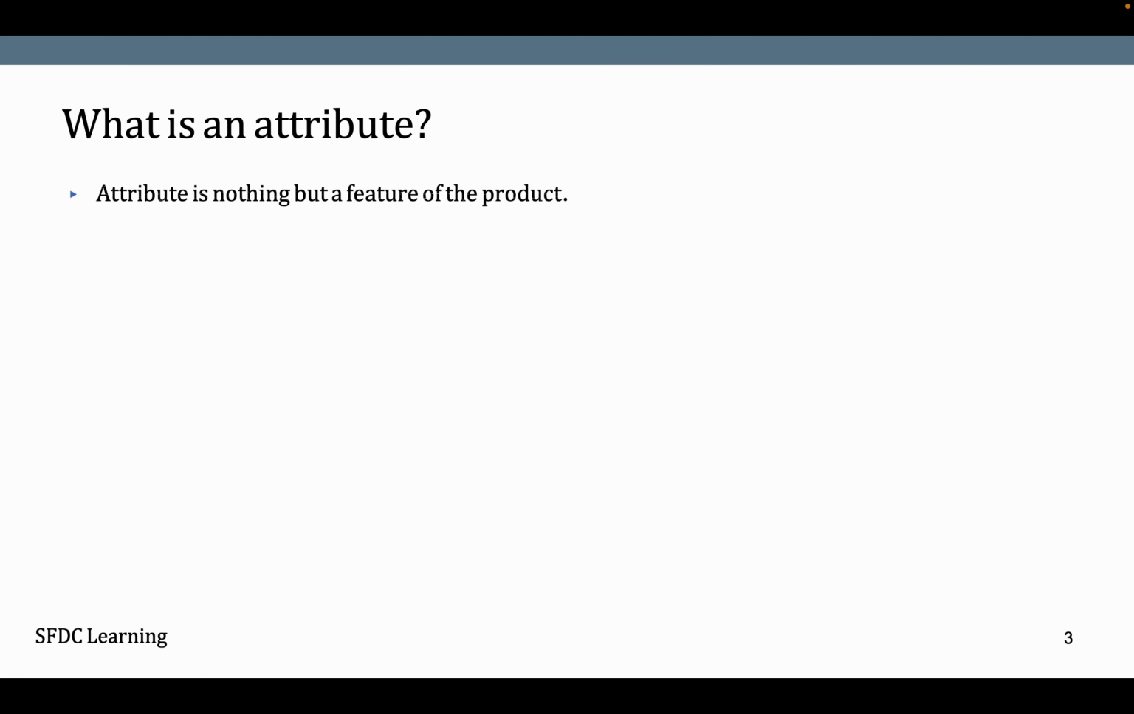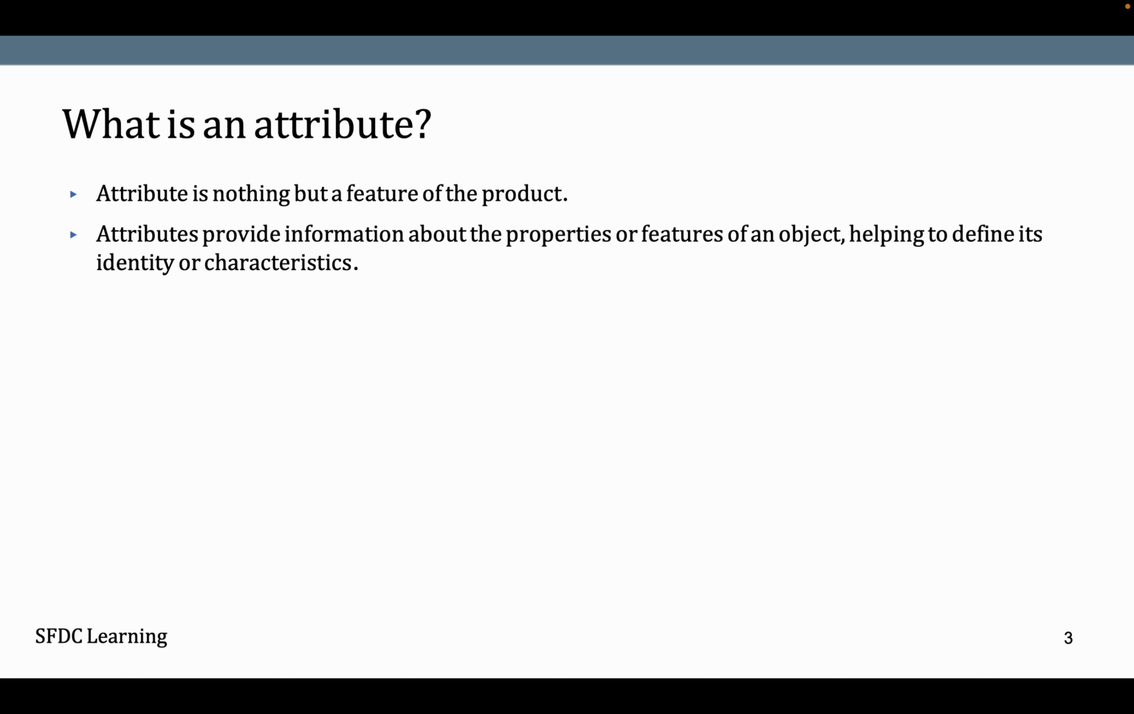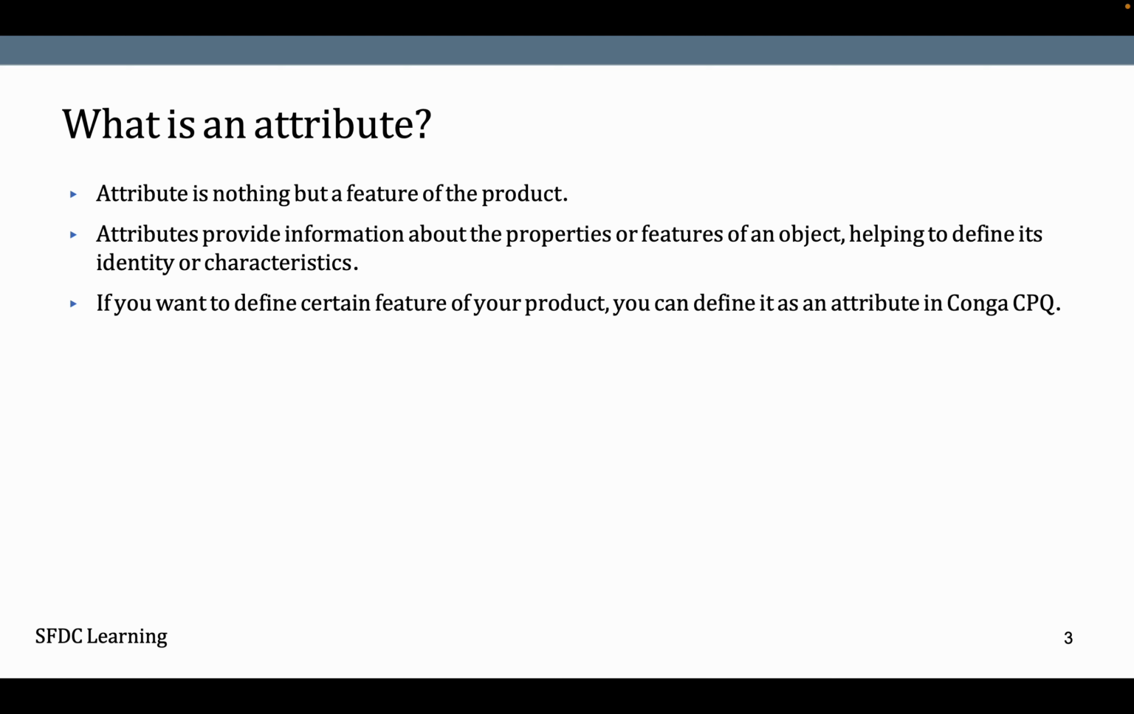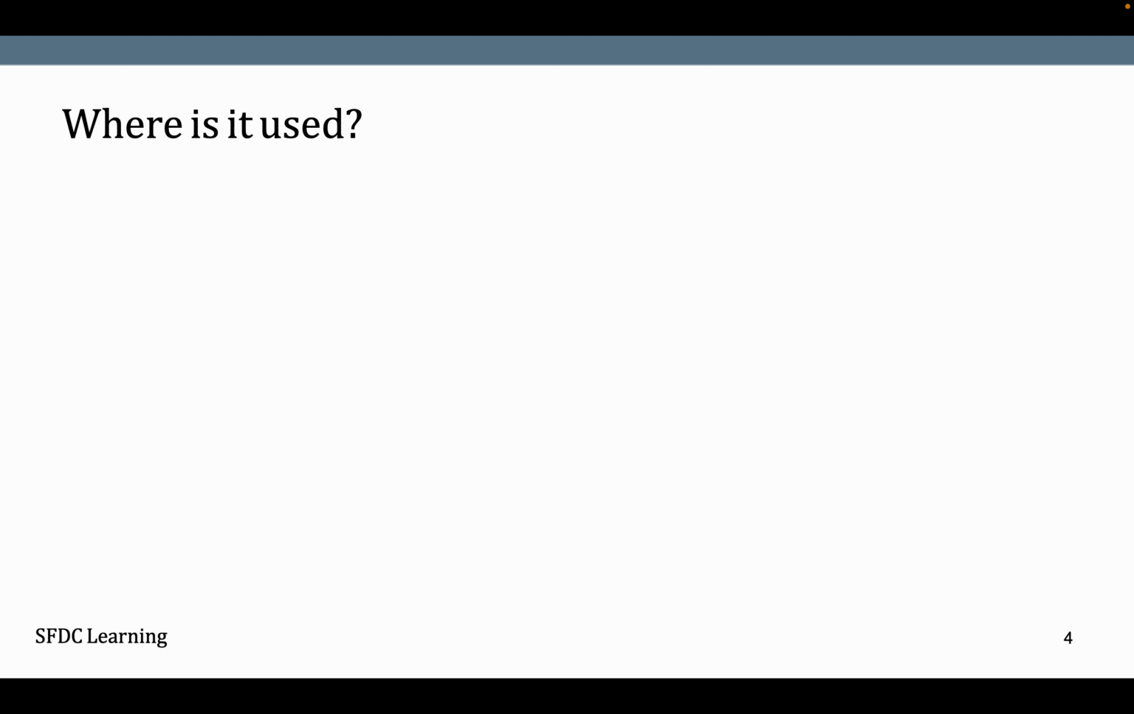So what is an attribute? An attribute is nothing but a feature of the product, right? So how to identify a product? An attribute provides information about properties or features of an object, any particular record or any particular product, helping to define its identity or characteristic. If you want to define a certain feature of your product, you can define it as an attribute in Conga CPQ. And you might think, now, how can we define that? Let's just see. First, let's see where it is used.